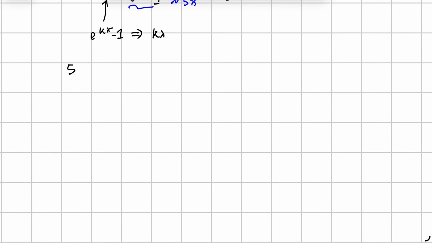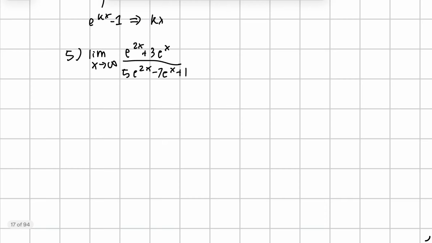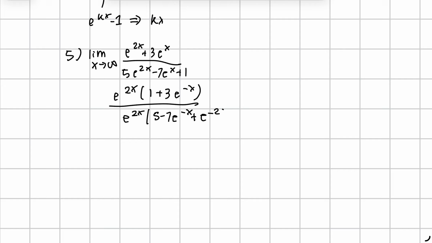So for our next example, let's say we have the limit as x approaches infinity of e to the power of 2x plus 3 times e to the power of x, all divided by 5 times e to the power of 2x minus 7 times e to the power of x plus 1. So we're going to factor the exponential. We get e to the power of 2x times 1 plus 3 times e to the negative x, all divided by e to the power of 2x times 5 minus 7 e to the power of negative x plus e to the power of negative 2x. Now, you can cancel out common terms. We can be left with 1 plus 3 e to the power of negative x.